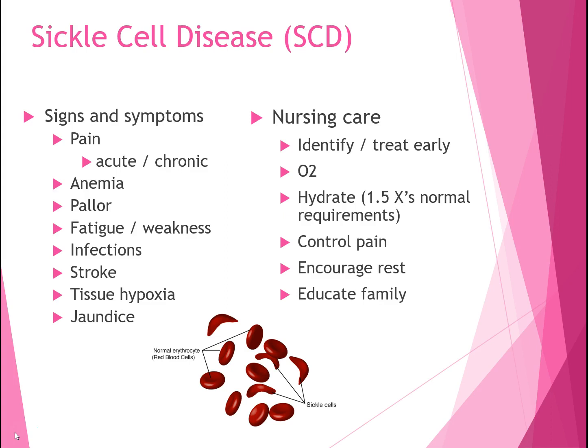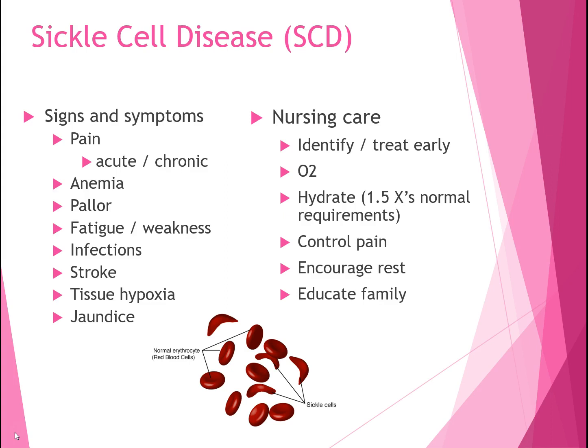Tissue hypoxia, again, because we have reduced oxygen carrying capacity. Jaundice, again, because of the clumping, the cells break down and they release the hemoglobin, or the bilirubin, pardon me. So that could put them at an increased risk of jaundice.